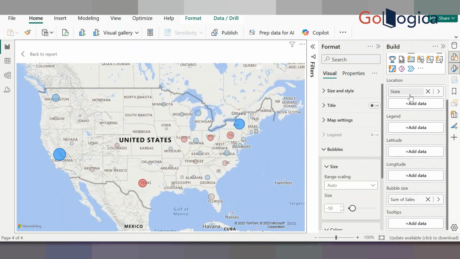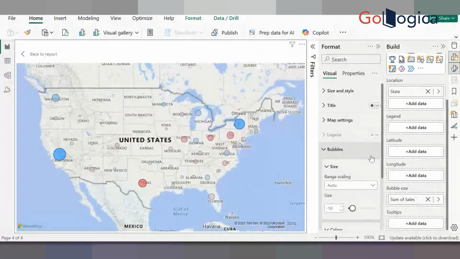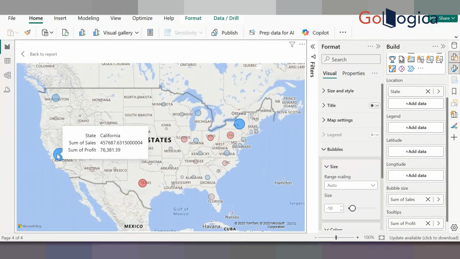So what you can do is, in this we have a tooltip. I have not added anything, so it is taking the default values, that is the name of the state and the sales. You can add the profit in this. Now you can see California has done sales of 457K, out of which a profit of 76K.